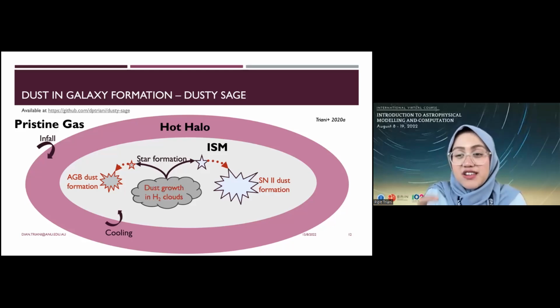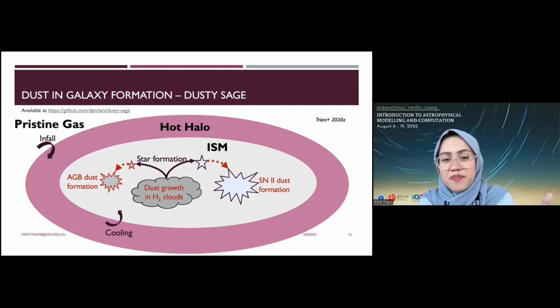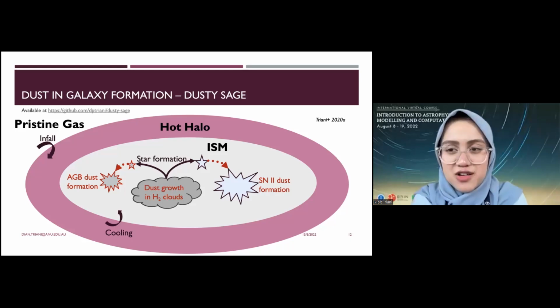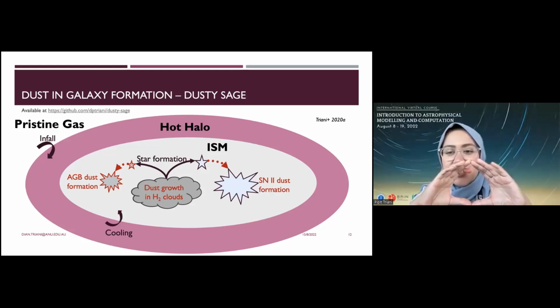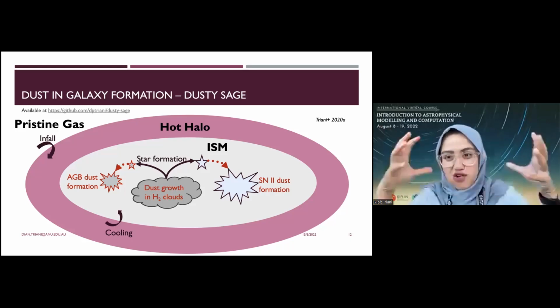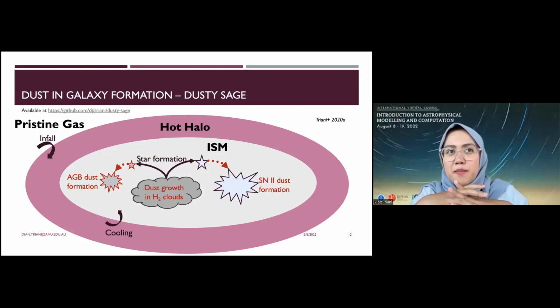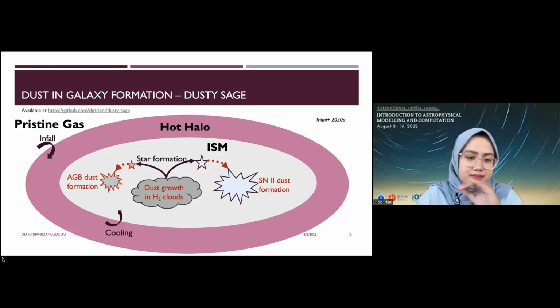Now the solid dust particles can accrete gas phase metals in their mantles. So the size of the dust will grow, especially in molecular clouds. Like we talked about before, it has a surface, and it can accrete material onto the surface and grow, not only in size, but also in mass. So this is the second formation channel for dust in the model.